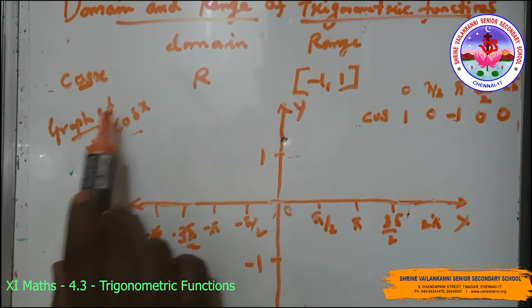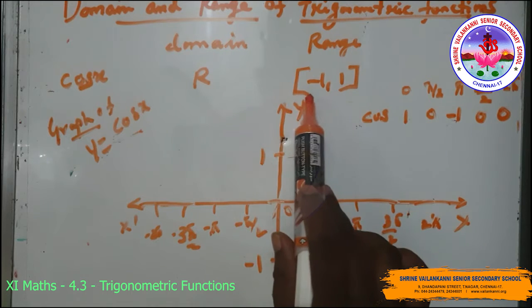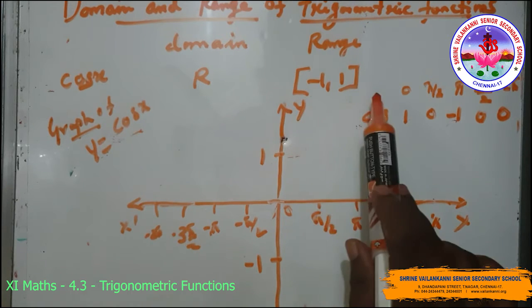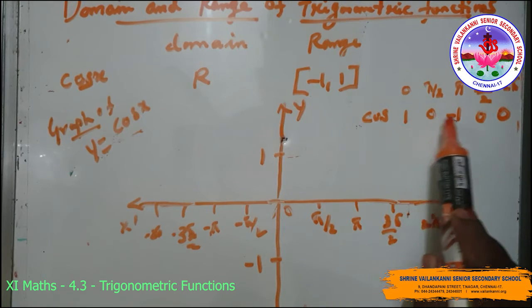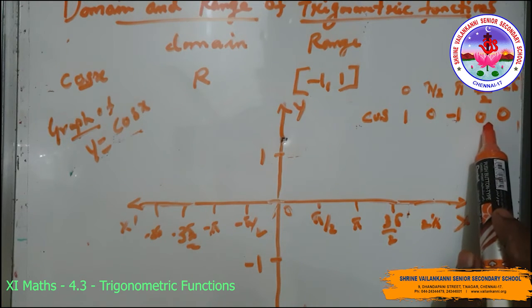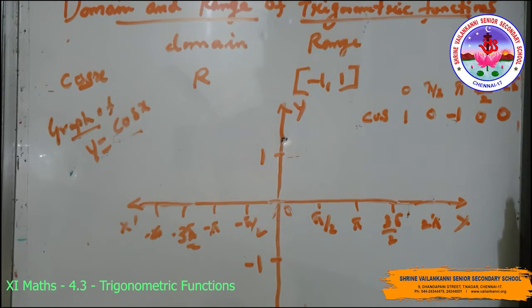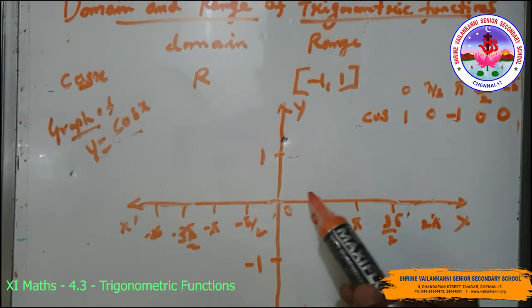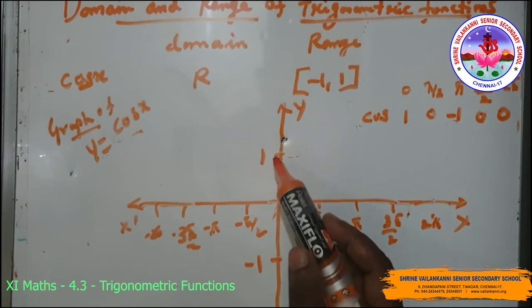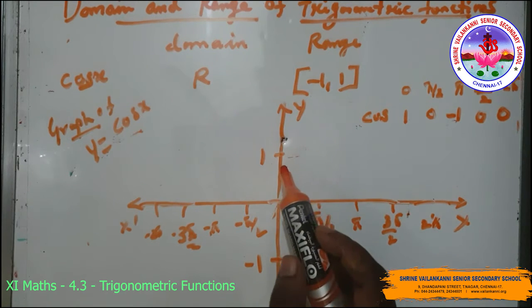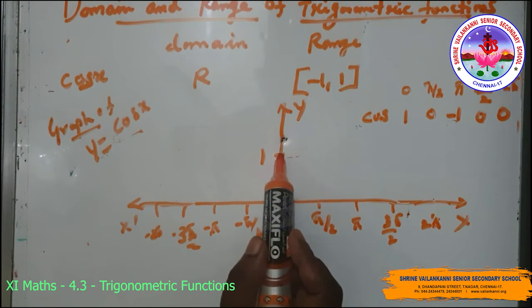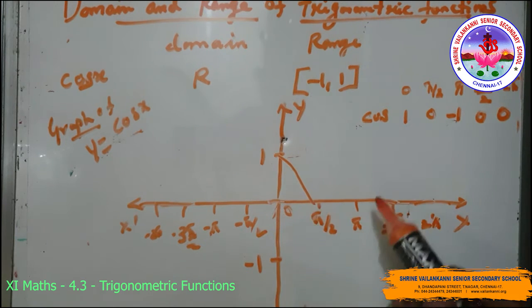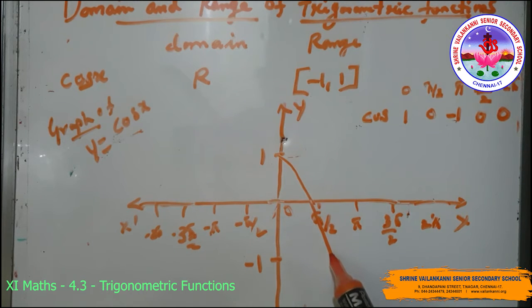So cos x domain is all real numbers and the range is minus 1 comma 1 in the closed interval. So cos 0 is 1, cos pi by 2 is 0, cos pi is minus 1, cos 3 pi by 2 is 0 and cos 2 pi is 1. So we can draw the graph of cos x like this. Then cos pi is minus 1 and cos 3 pi by 2 is 0.